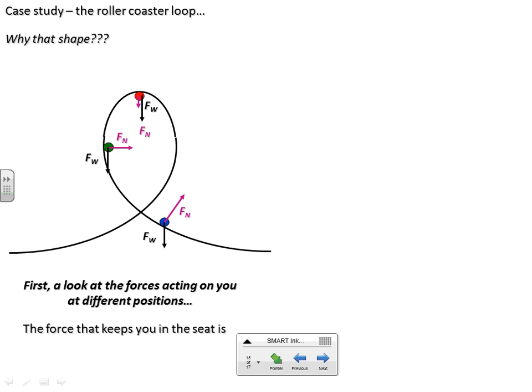Now, the force that keeps you in the seat is what? Anybody? Normal force, right? We have to have the seat push on your butt.